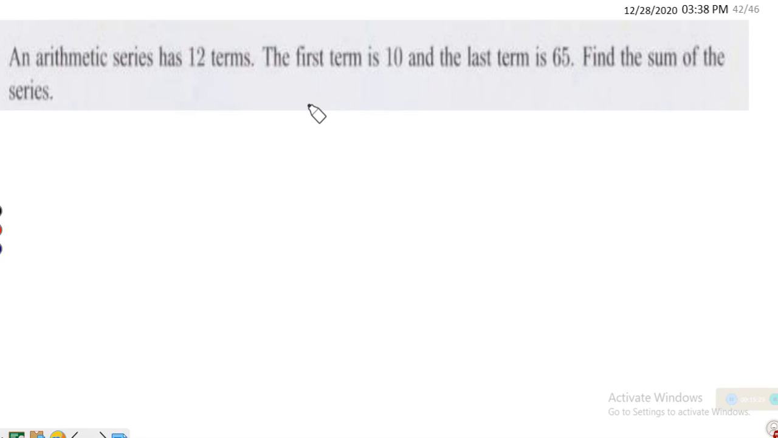An arithmetic series has 12 terms. The first term is 10 and the last term is 65. Find the sum of the series.